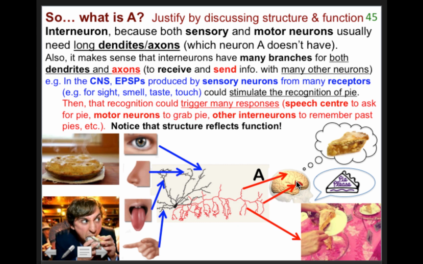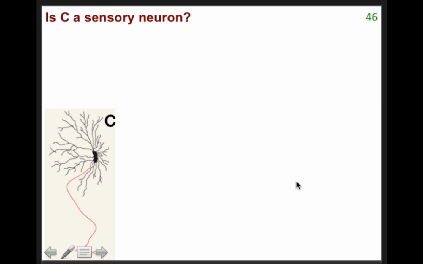All right, so we've eliminated option A, right? So let's look at option C and think about, is this a sensory neuron or not, and why? All right, so pause the video now, and using the ideas and concepts you just learned, think critically about whether or not this is a sensory neuron. Okay, go ahead and pause.